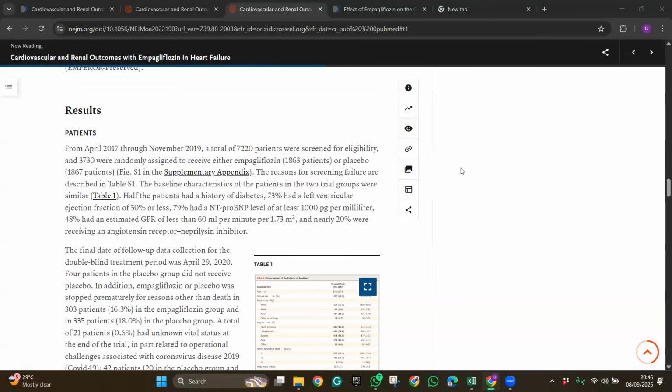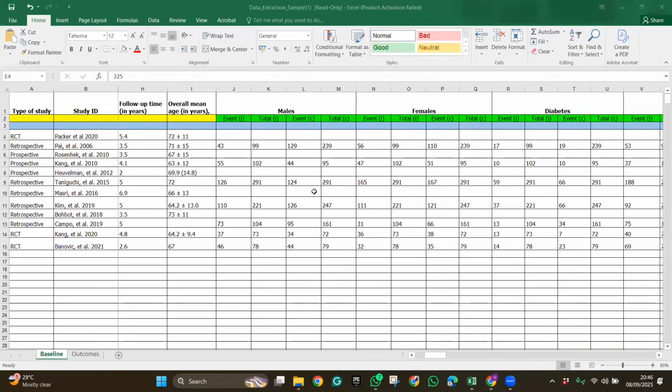So one more question. How do you guys decide? For example, in this study, they have given a whole duration time, and they have also given follow-up time in the form of means or medians, whatever it is, right? So how do you decide, in this baseline table, whether you're going to write the follow-up time as the whole duration, or you're going to write the medians?